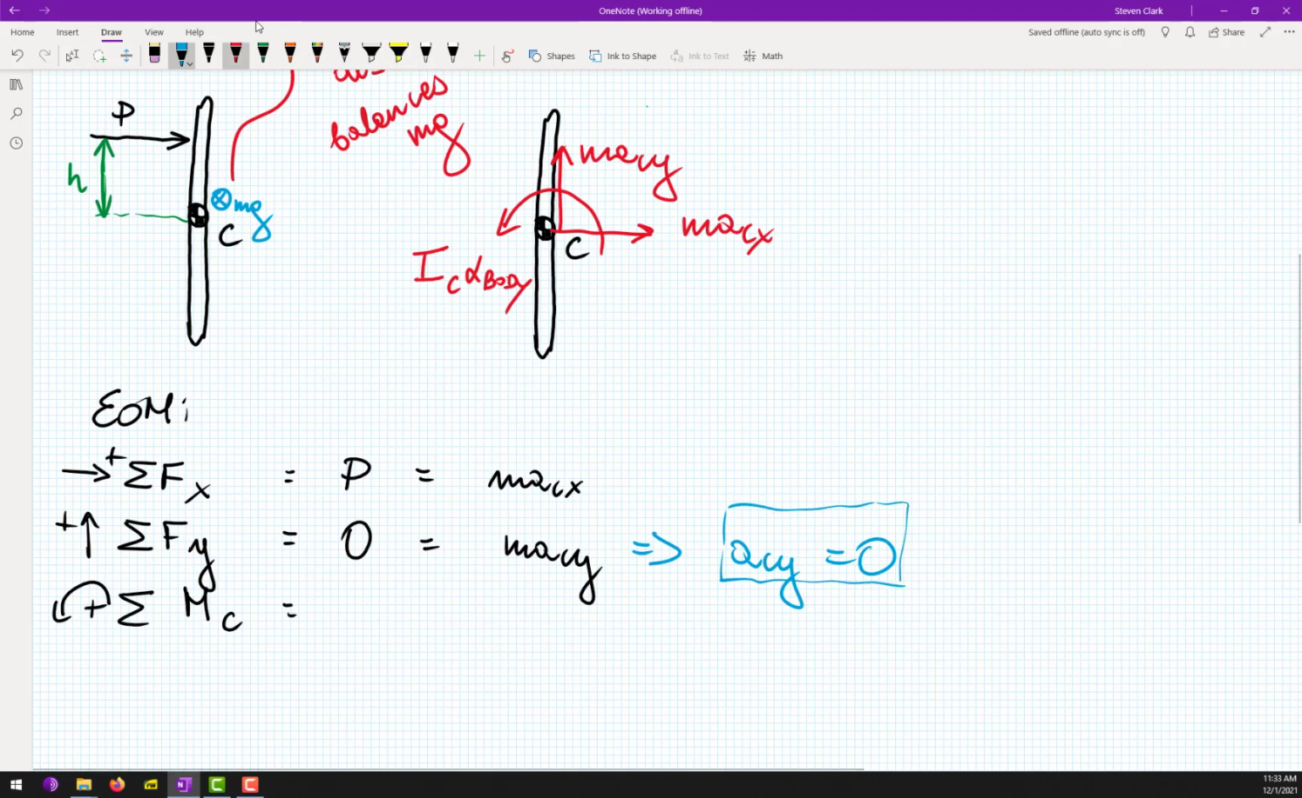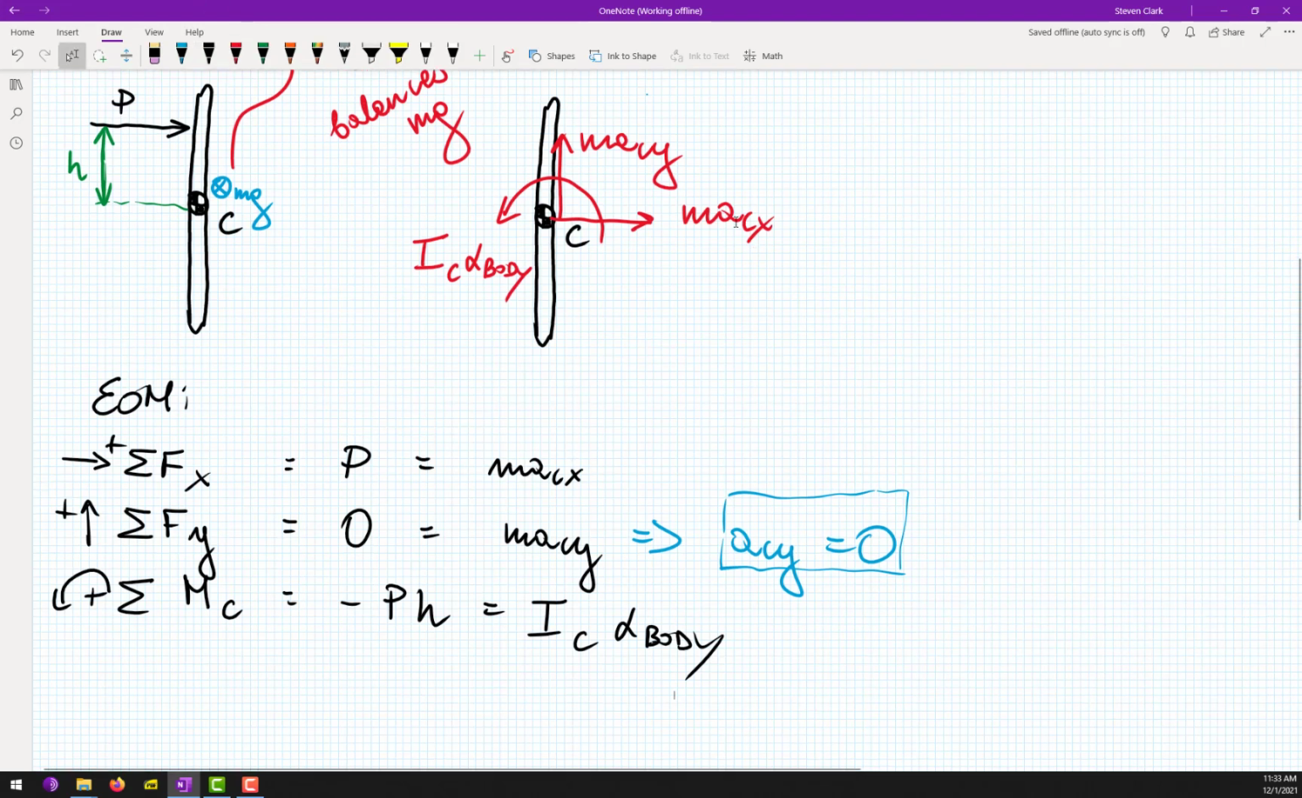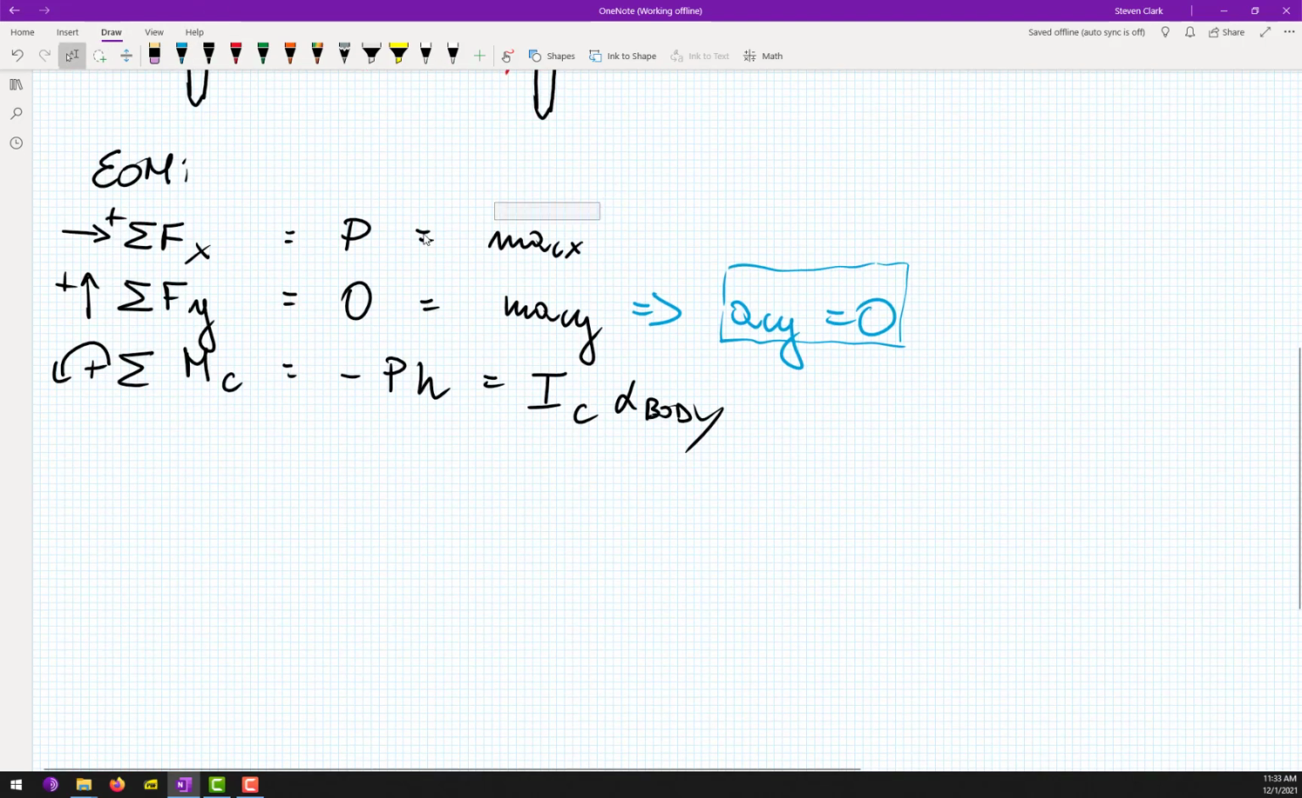How about moments? We have P rotating clockwise, so it would be minus Ph, and this is equal to I_C alpha of the body. Great. We are done with EOM. Questions so far? Okay, so we're going to follow our recipe. Now let's count our equations and unknowns.